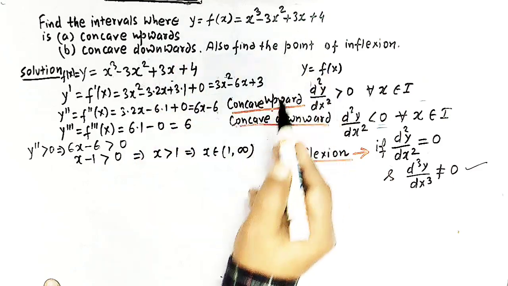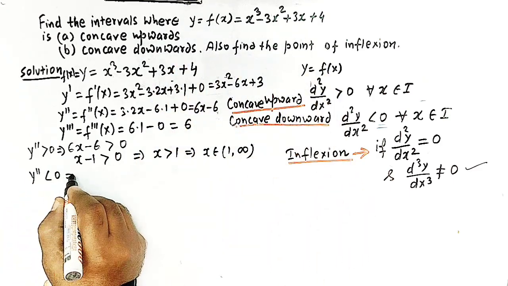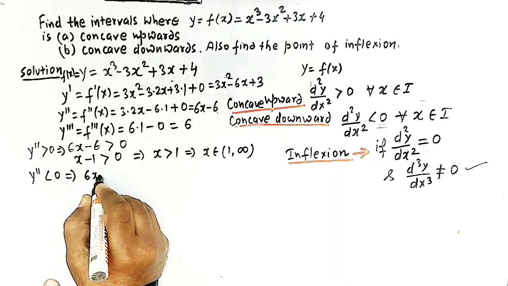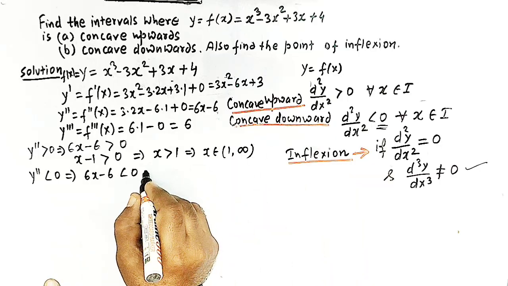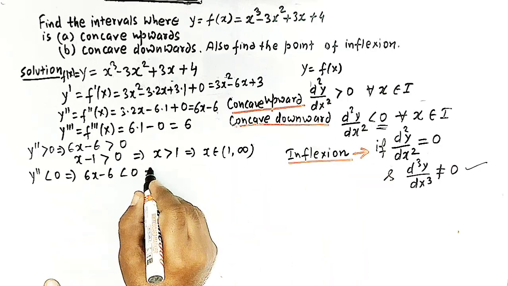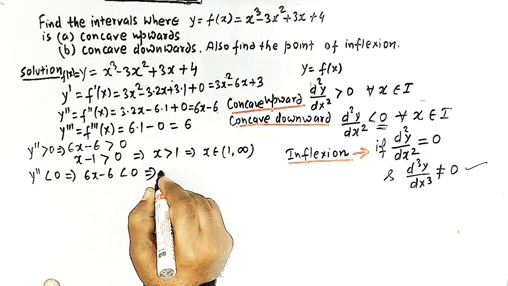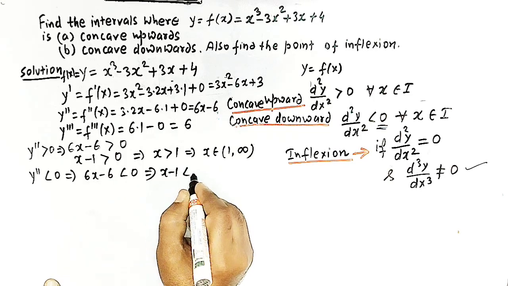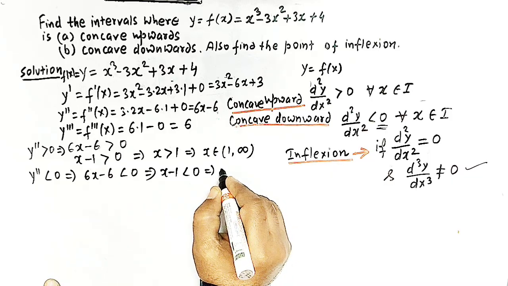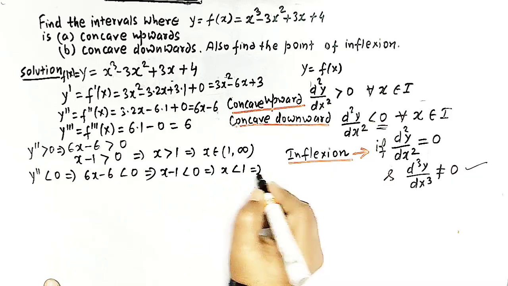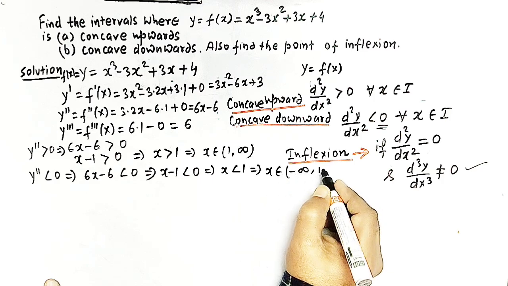And this function is concave downwards when the second derivative is less than 0, that is 6x minus 6 is less than 0, right? So from here, dividing both sides by 6, we have x minus 1 less than 0. So from here we have x less than 1. This implies x belongs to the interval minus infinity to 1.